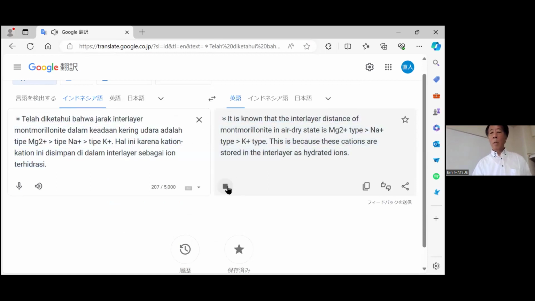It is known that the interlayer distance of montmorillonite in air-dry state is Mg2+ type greater than Na+ type greater than K+ type. This is because these cations are stored in the interlayer as hydrated ions.